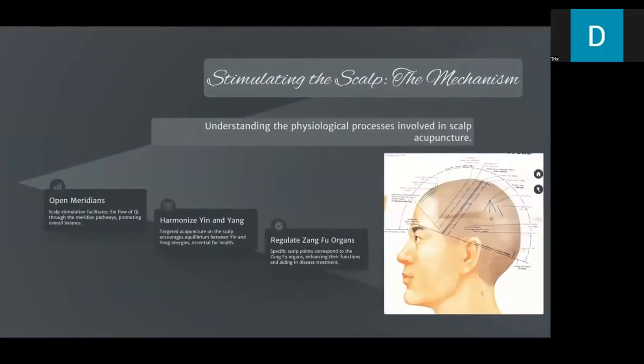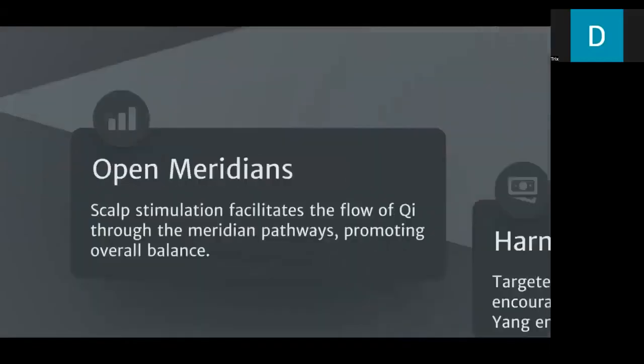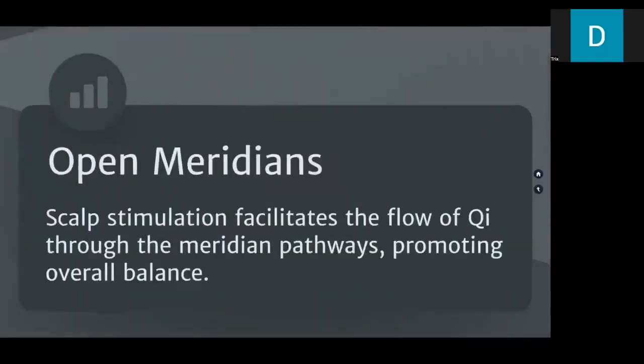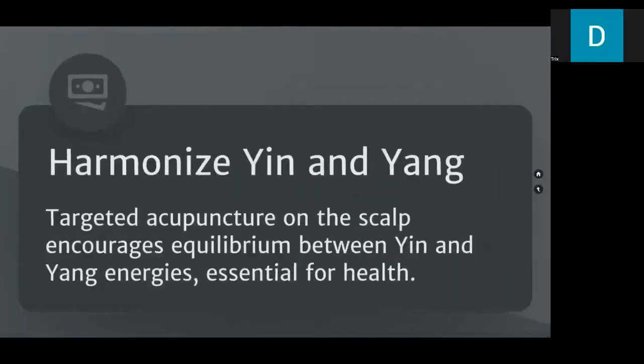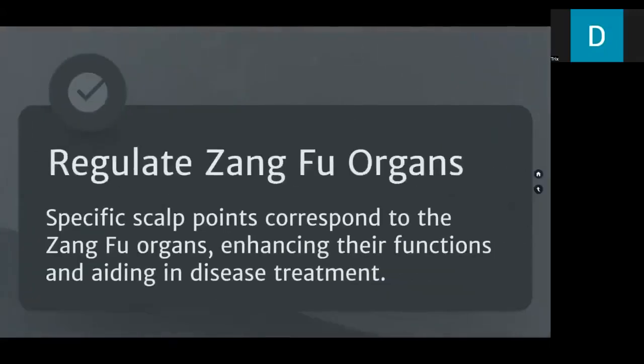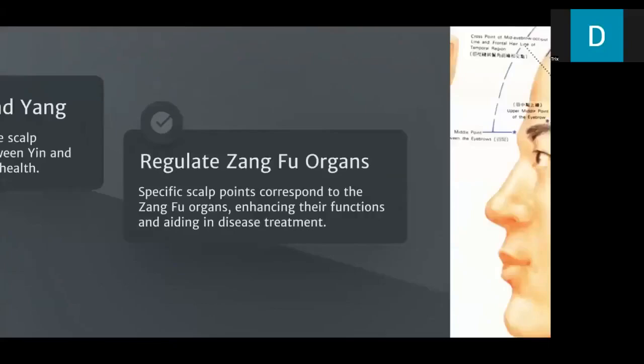Stimulating the scalp: the mechanism, understanding the physiological processes involved in scalp acupuncture. By opening the meridians, scalp stimulation facilitates the flow of qi through the meridian pathways, promoting overall balance. Harmonize yin and yang: targeted acupuncture on the scalp encourages equilibrium between yin and yang energies, essential for health. Regulate Zhang organs: specific scalp points correspond to the Zhang organs, enhancing their functions and aiding in disease treatment.